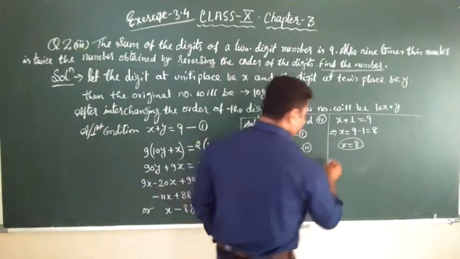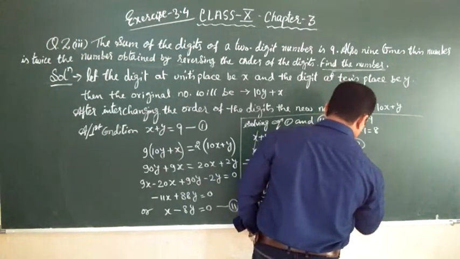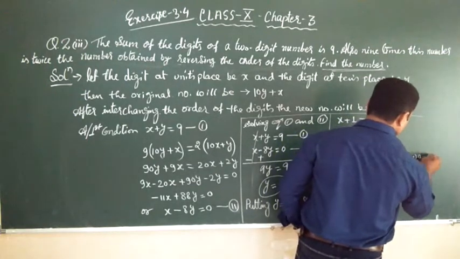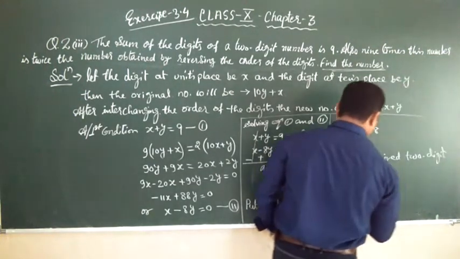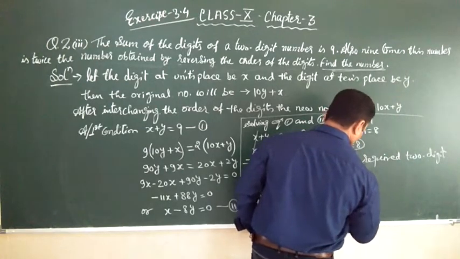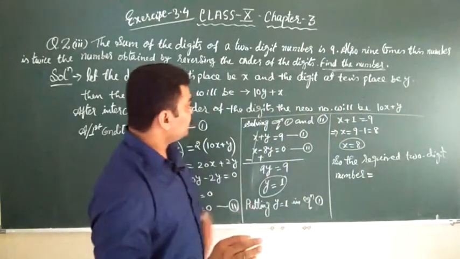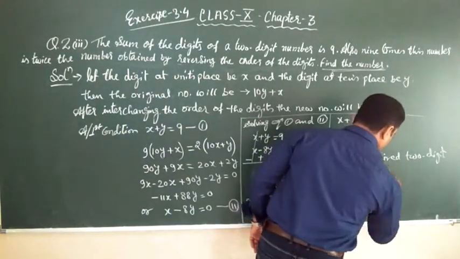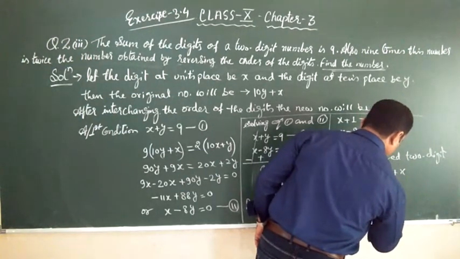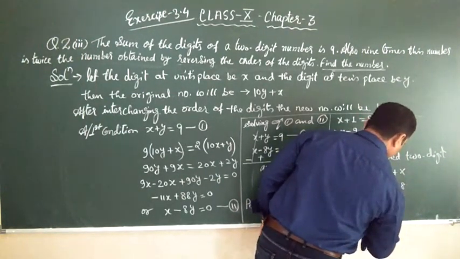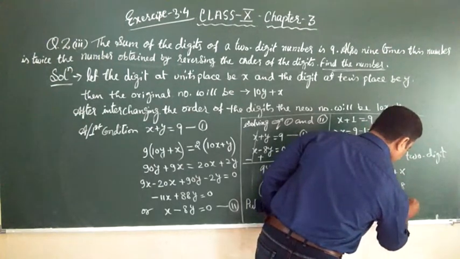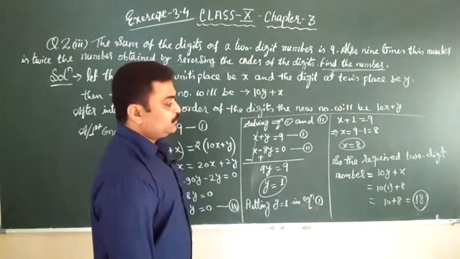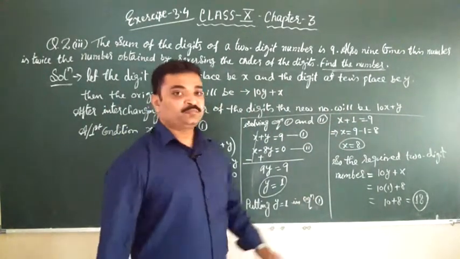So, the required 2-digit number is 10y plus x. So 10y plus x is equal to 10 into 1 plus 8, that is 10 plus 8, is equal to 18. 18 is the answer. Clear? So pause the video and note it down.